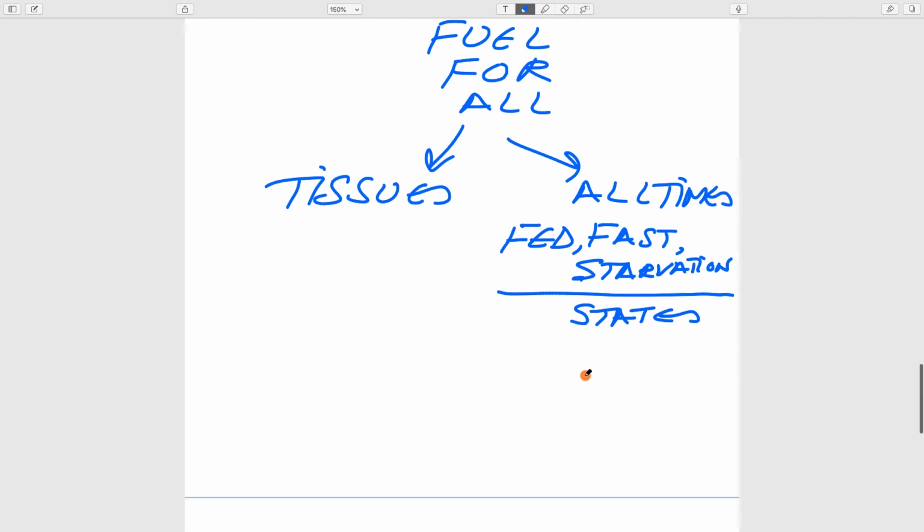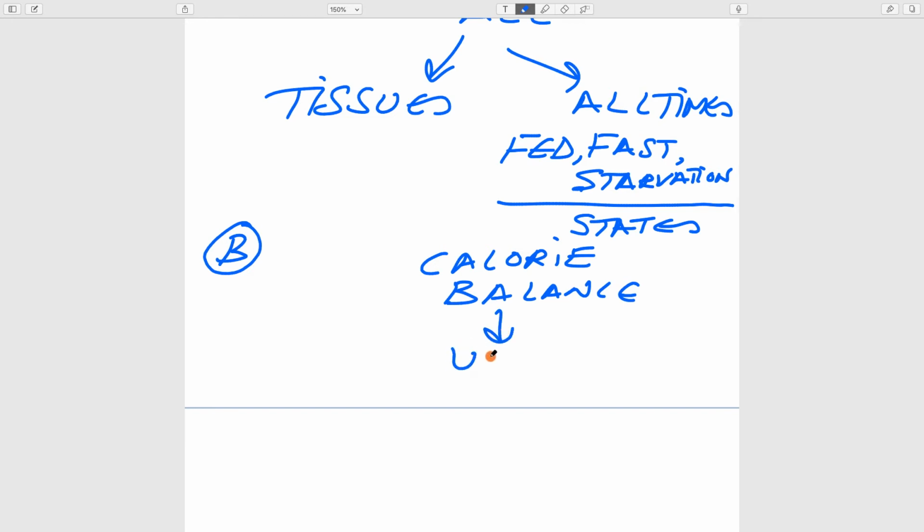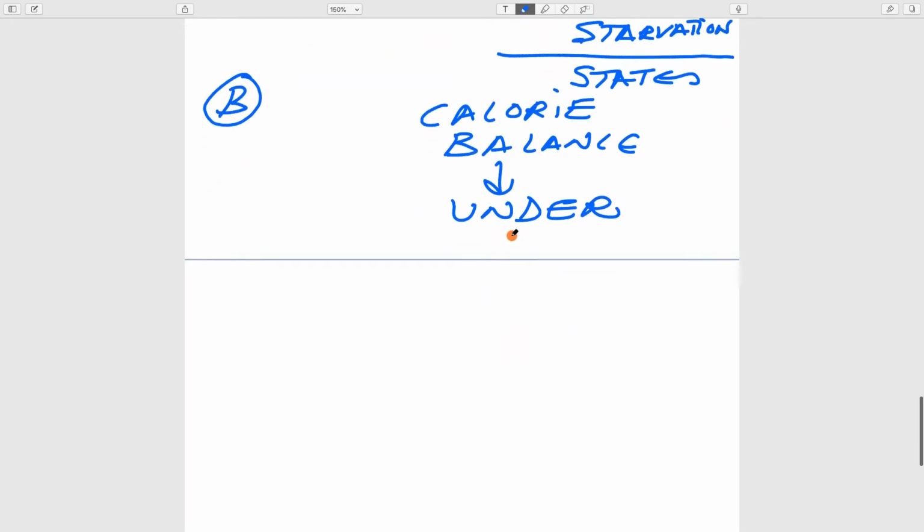Okay, the second significance is calorie balance. So let us see what it is. It is calorie balance under various conditions. What are those various conditions? Let us see.